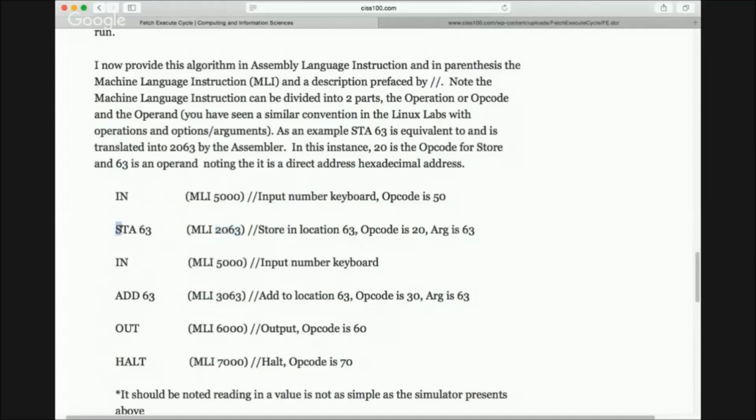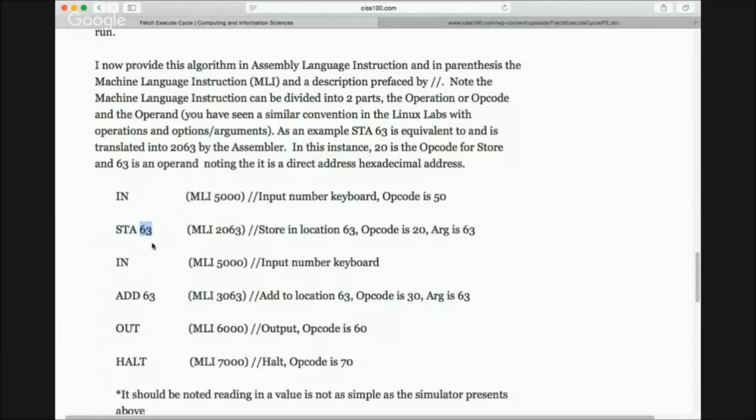If I look at STA 63, which is much more meaningful to me than 2063, if I didn't have assembly language and I wanted to understand what this machine instruction is, I'd have to go to a table. Well, what is the opcode? I'd have to understand that the first two hexadecimal digits correspond to the opcode, and the second two correspond to the operand. So I have the opcode and the operand.